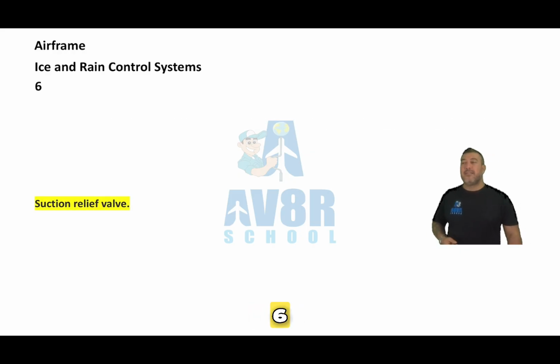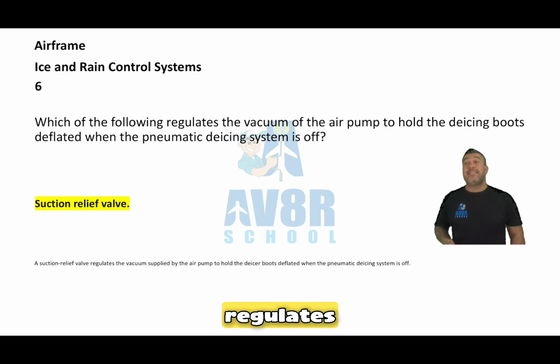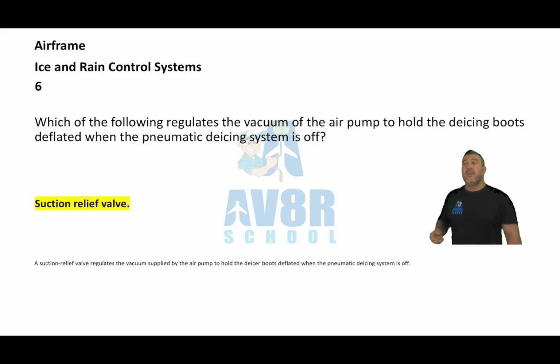Number 6, suction relief valve. Which of the following regulates the vacuum of the air pump to hold the de-icing boots deflated when the pneumatic de-icing system is off? It's a suction relief valve.